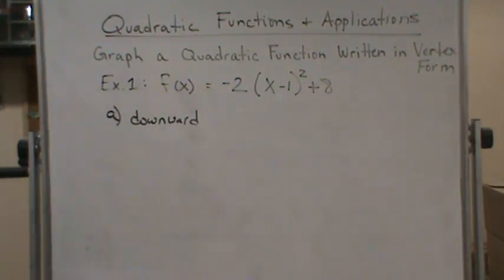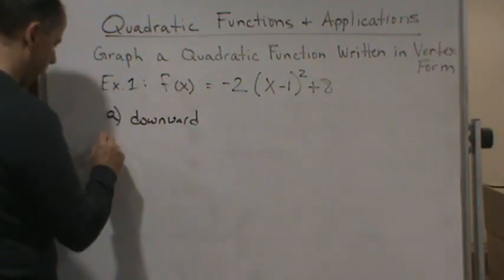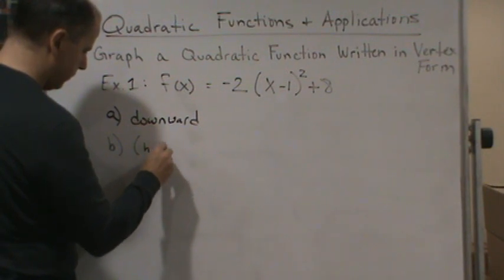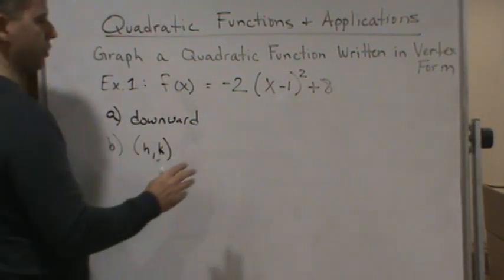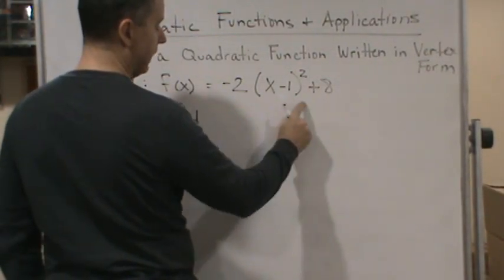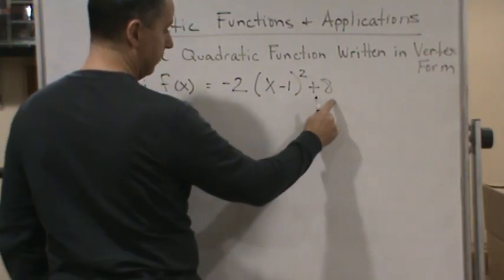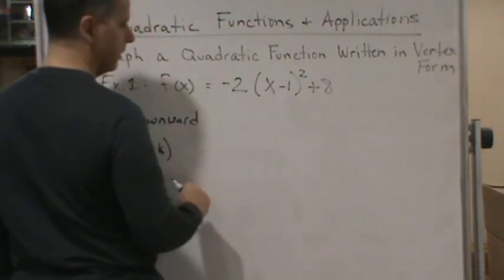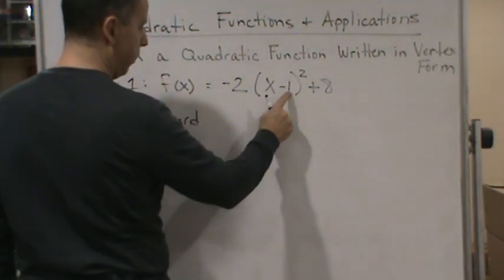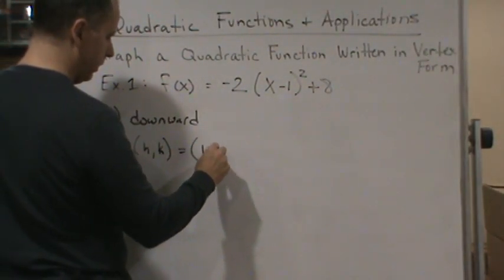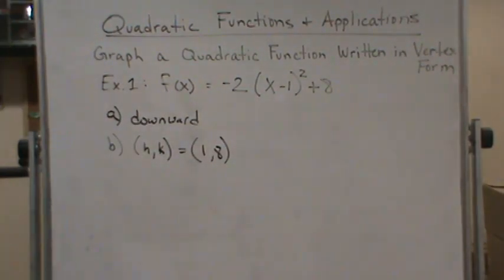Now, what's the vertex? Now remember, the vertex is h comma k. So in this case here, remember the general form is A times the quantity x minus h, quantity squared, plus k, right? So h here is 1, k is 8. So that's going to be 1, 8. So the vertex is located at 1, 8.